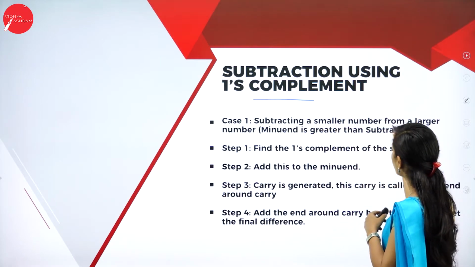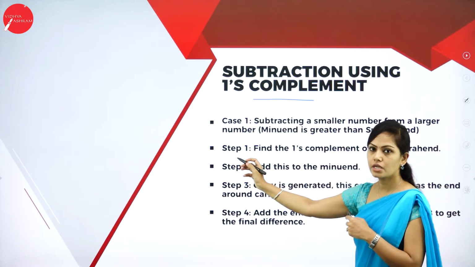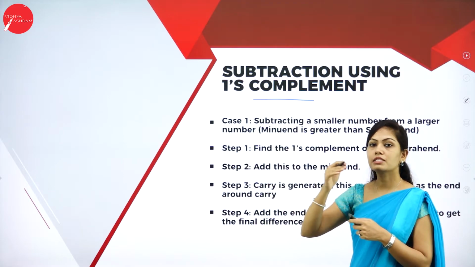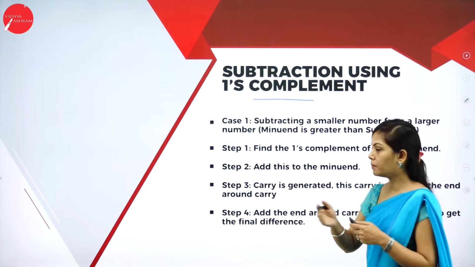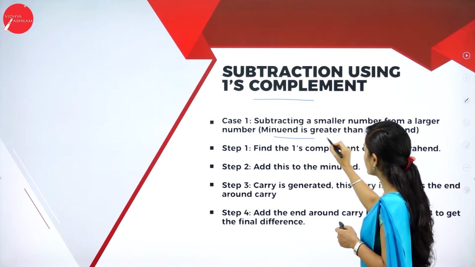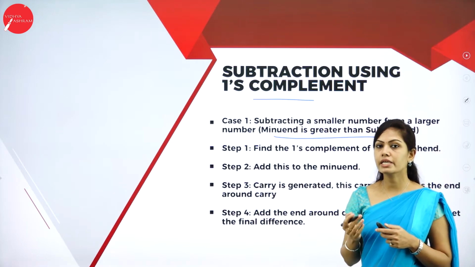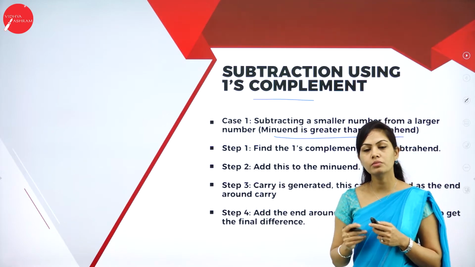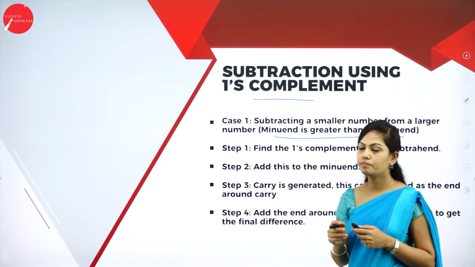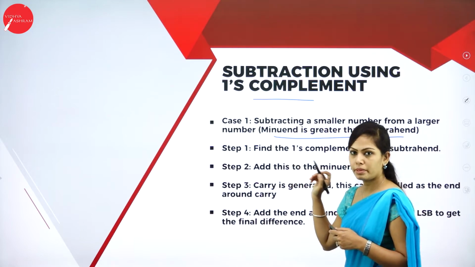Subtracting a smaller number from a larger number. That is, minuend is greater than subtrahend. Minuend is greater than subtrahend means how to perform the binary subtraction using 1's complement method.